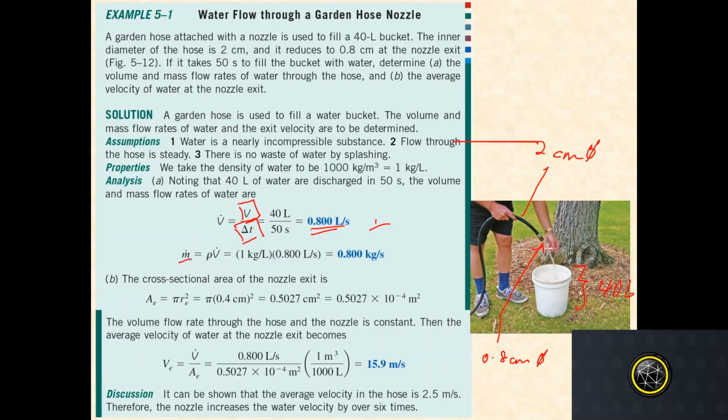And then how do you find the mass flow rate? You know that the density of water is 1 kilogram per liter. So from there, you can get the mass flow rate. Just multiply the density and the volumetric flow rate.